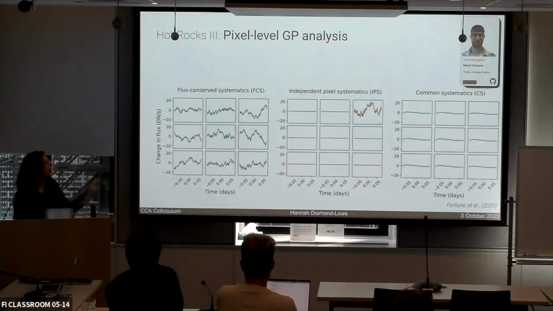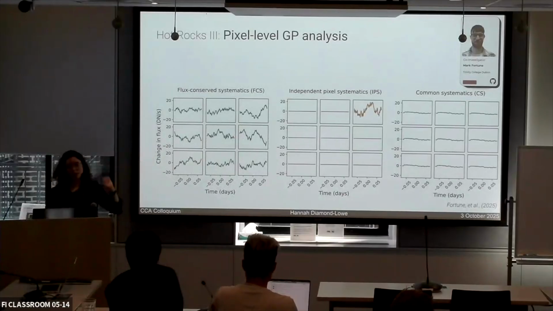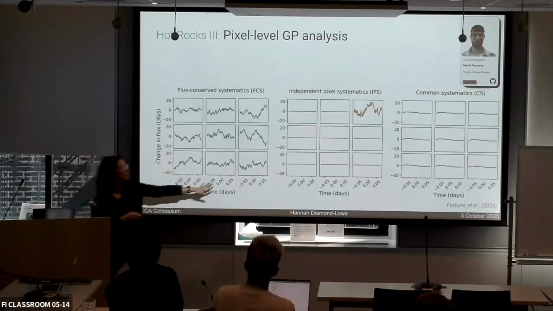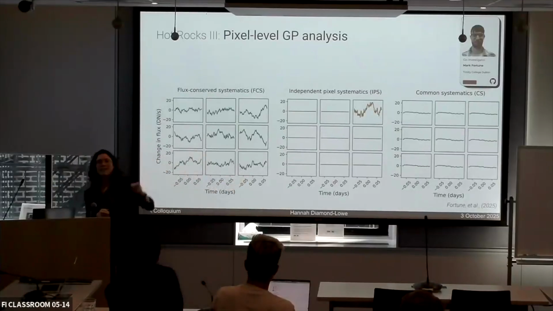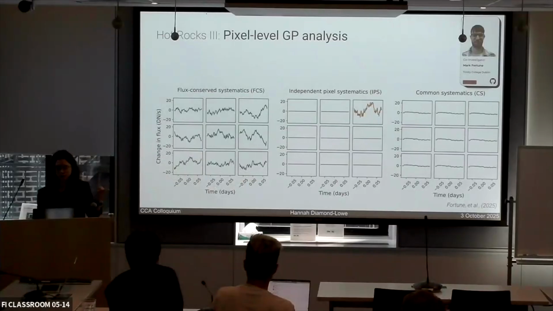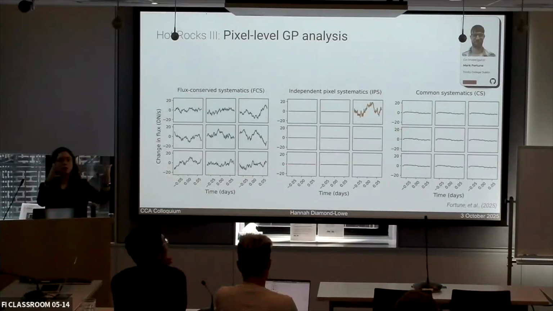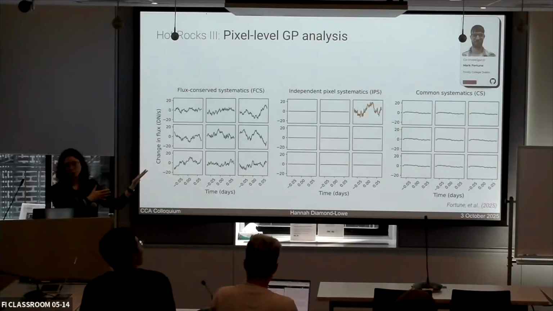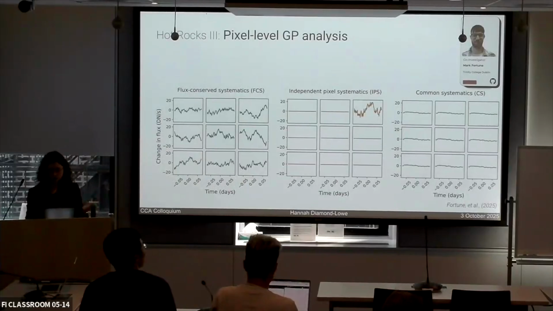You can then have another kind of systematic, which is independent pixel systematics. Perhaps you get a cosmic ray hit on that pixel. You now have some extra flux there. It's not what you're looking for from your star. It's not affecting the pixels over here, but you might want to downweight that pixel in your extraction. And then you have common systematics. These could be astrophysical. If you have some flare from the star, this should affect all the pixels the same way, because the star is a point source to these pixels.